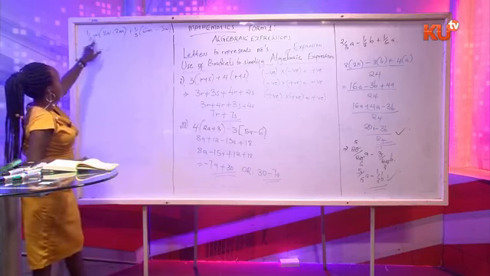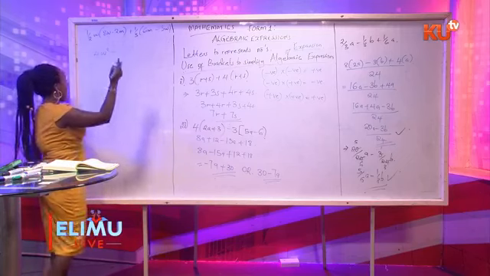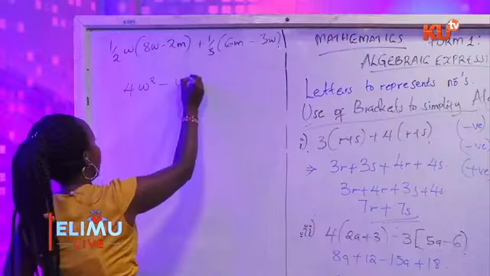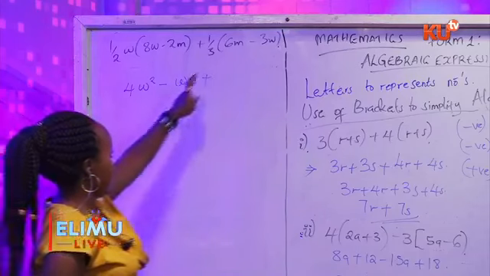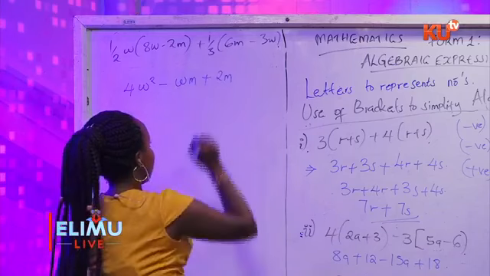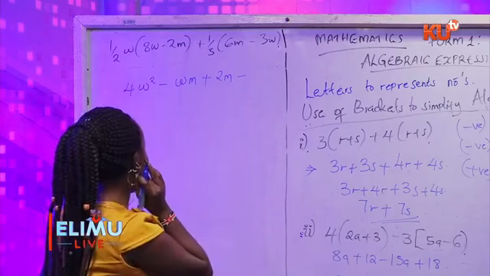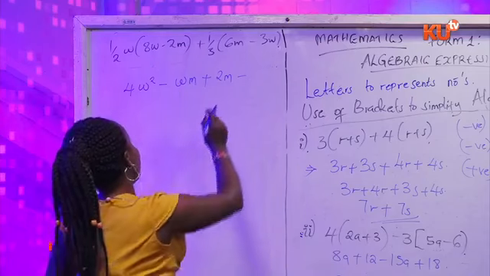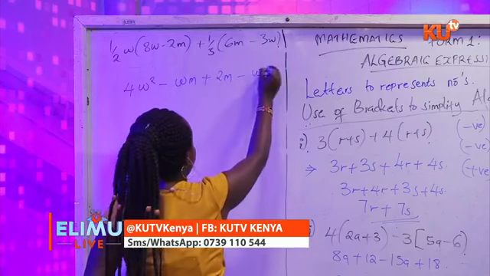So we have a half w multiplied by 2m, the half will cancel out to be 1, and we will remain with wm, and then plus, because this is a positive and a positive, a third multiplied by 6m, that will be 2m. And then a positive and a negative gives you a negative. Then a third multiplied by 3w, the third will cancel out, and we will remain with w alone.